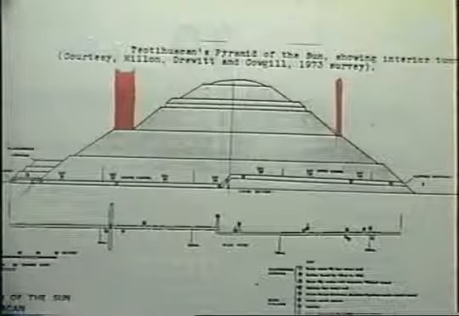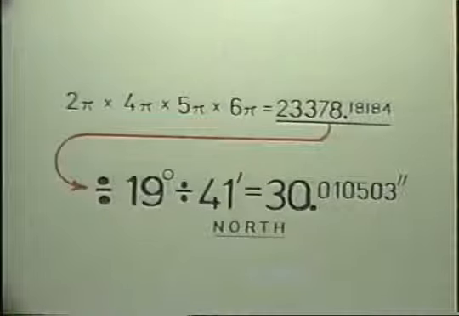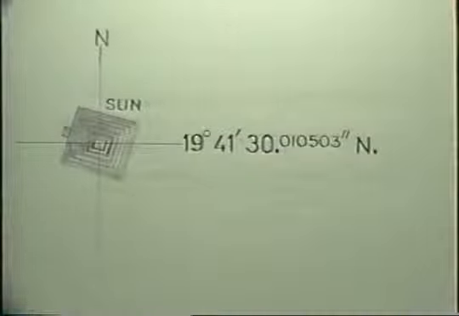In all, then, we have 2 pi, 4 pi, 5 pi, and 6 pi, speaking from the Sun pyramid. These present a simple pi multiplex. Resulting in the value of 23,378.18184, a number which exactly encodes the Sun's latitude upon the Earth: 19 degrees, 41 minutes, and 30.0105 seconds north, dead center on the pyramid. Notice, dead center on the pyramid, not on its summit.